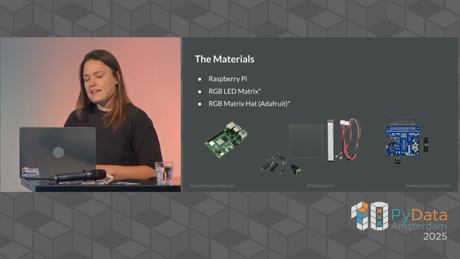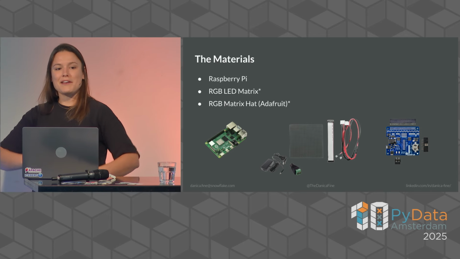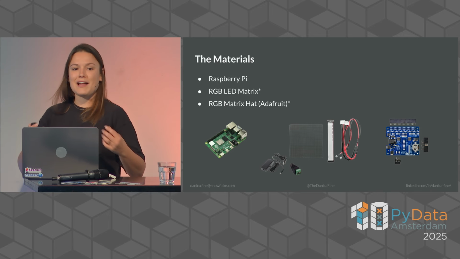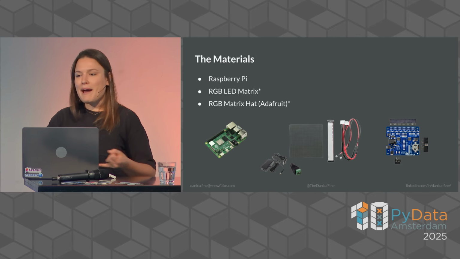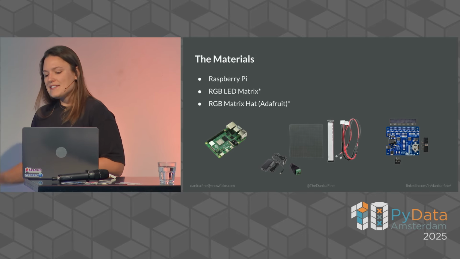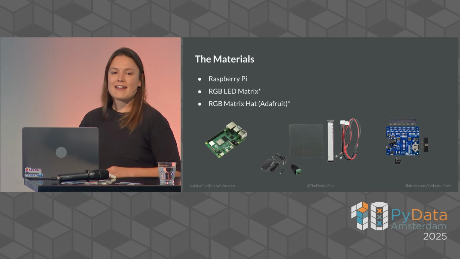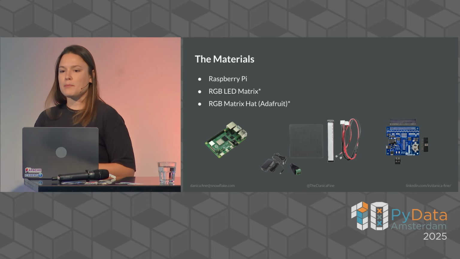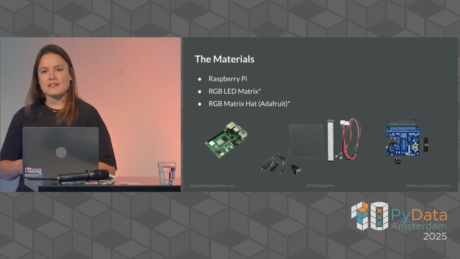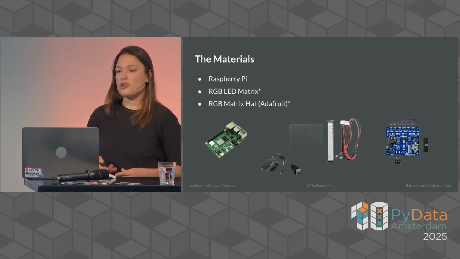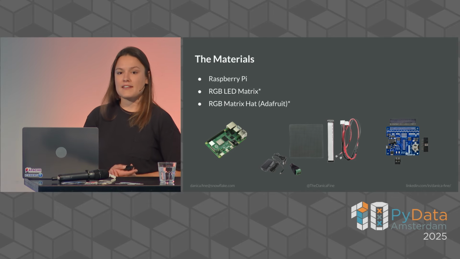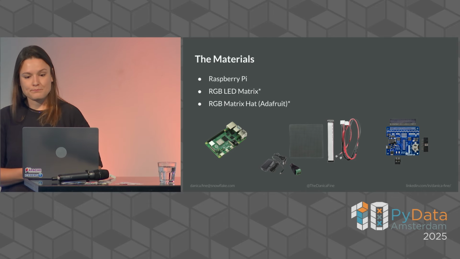And then finally, because we have this whole grid of 64 by 64 pixels, that's a lot of individual components that need power, they need to be coordinated, and so you also need a matrix hat, an additional component to sit between the Raspberry Pi and this actual matrix, this sign. It provides additional power and then just makes it a lot easier to interface with the sign, okay?